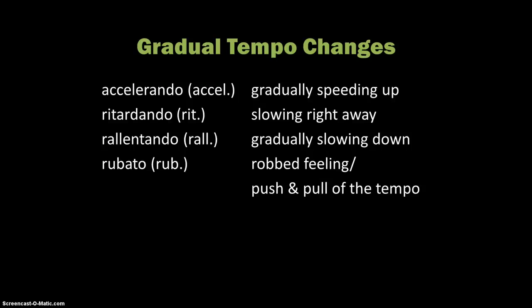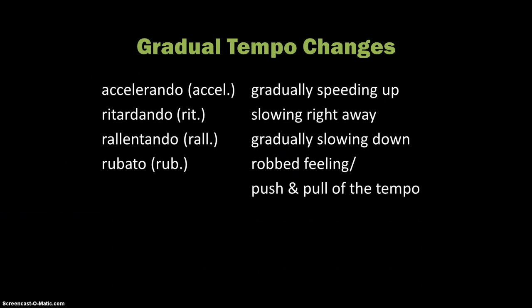Retardando is slowing down, and that usually is very quickly over maybe 1 measure or even just a part of a measure. It's typically used for a very quick slowdown. Whereas rallentando is a little bit more gradual. That would be similar to accelerando, where it happens maybe over several measures.